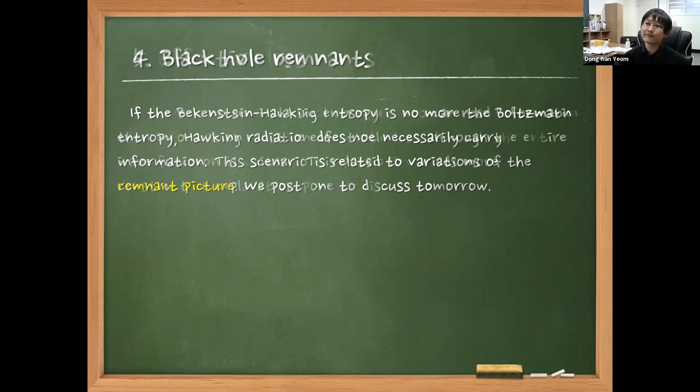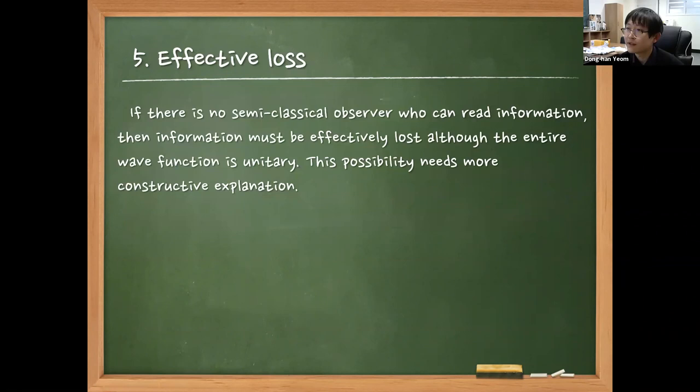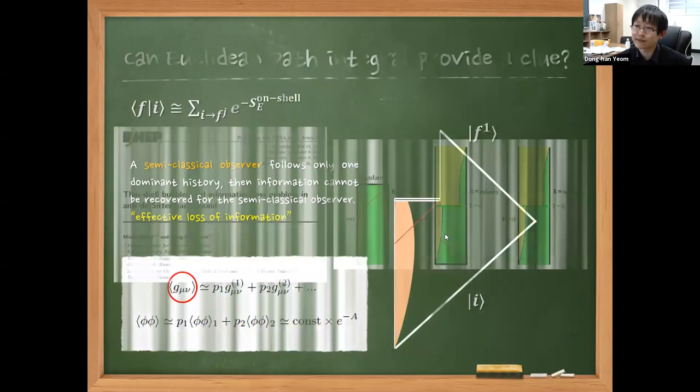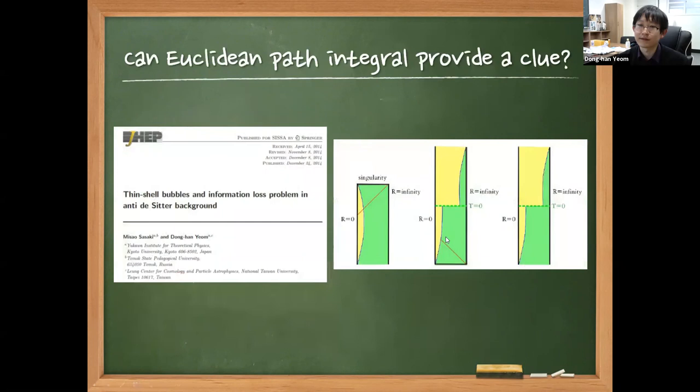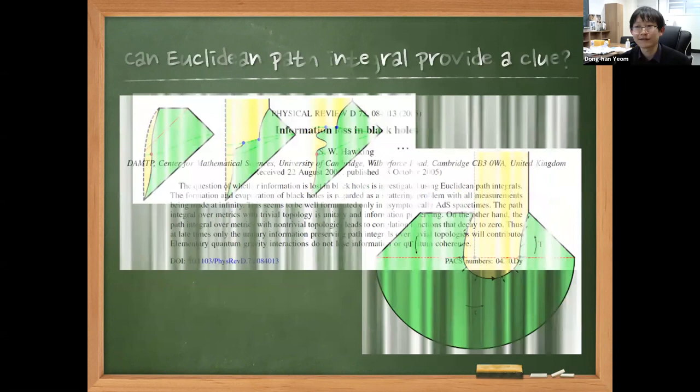If there is no semi-classical observer who can read information, then information must be effectively lost, although the entire wave function is unitary. However, if you say it this way, then this possibility needs more constructive explanation. Due to the time, I cannot explain the details, but I prepared several slides, and I think the Euclidean path integral approach may explain such a possibility. So maybe one can provide the idea of the effective loss of information, but this is not the major opinion of the community, I'm sure. And this is only my private opinion.